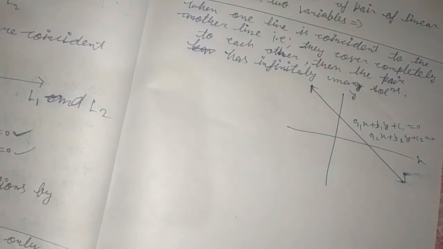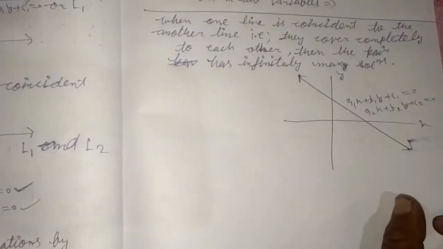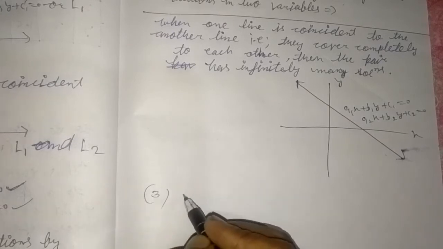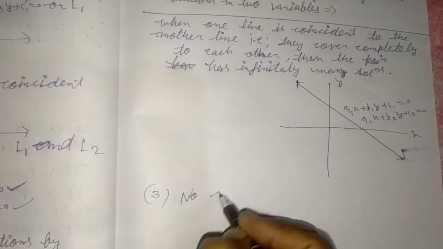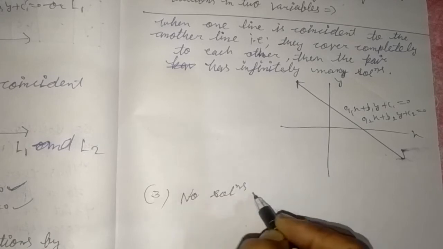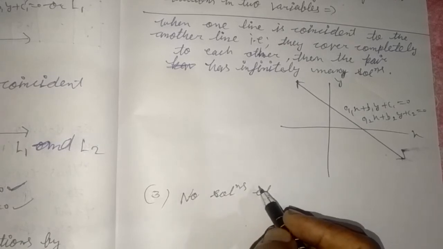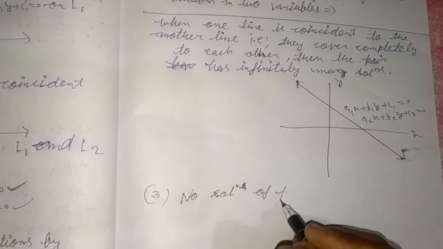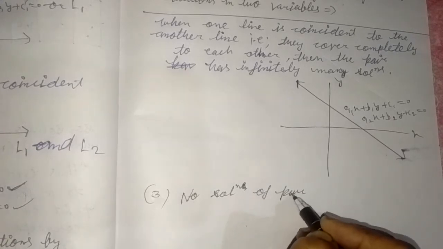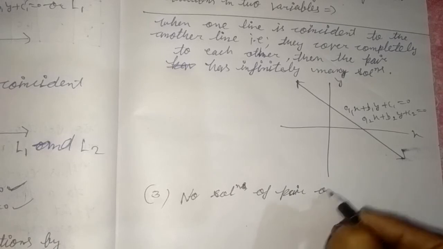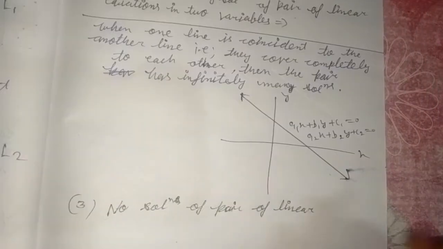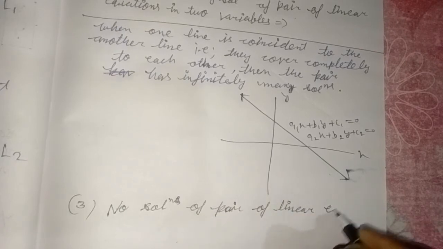Again, our third point, for parallel lines, we will write: no solution of a pair of linear equations.